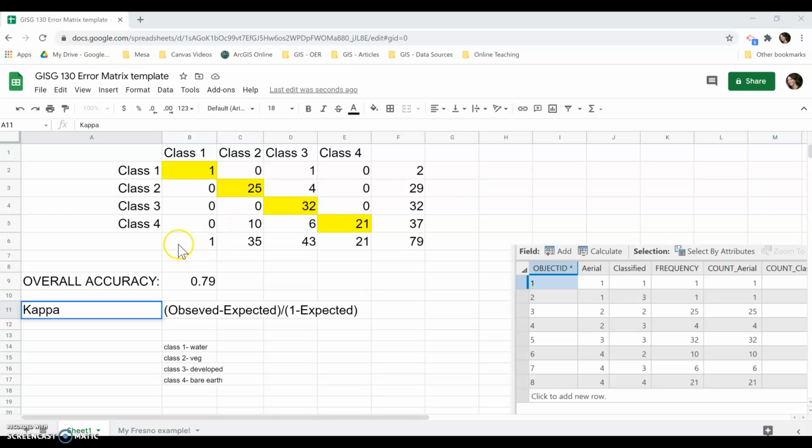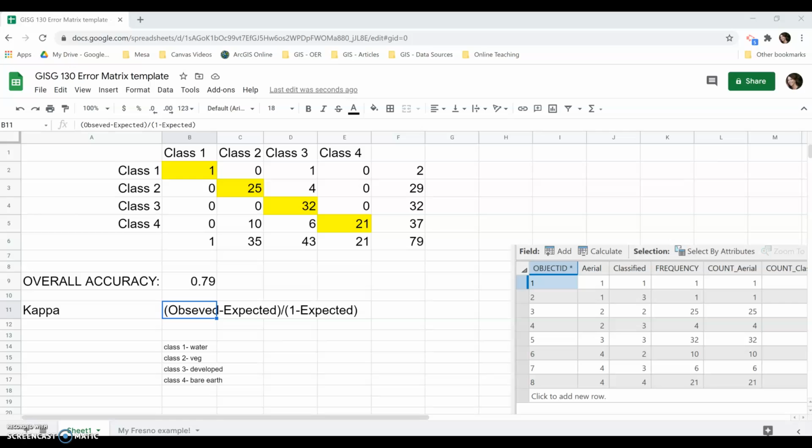You can see Kappa's formula here, and we'll get to that in a second, but we'll start by calculating this expected. So we already have observed, right? Sorry, we don't have observed yet. We're just going to start by calculating expected by multiplying the rows and the column totals. So what does that mean? So we are going to calculate.